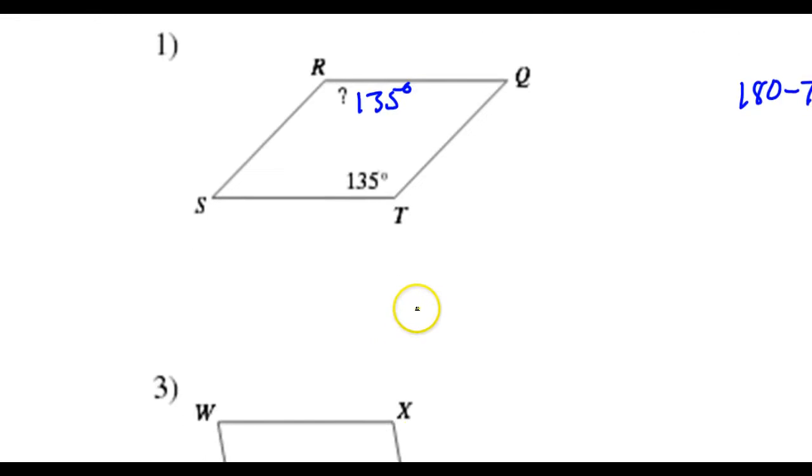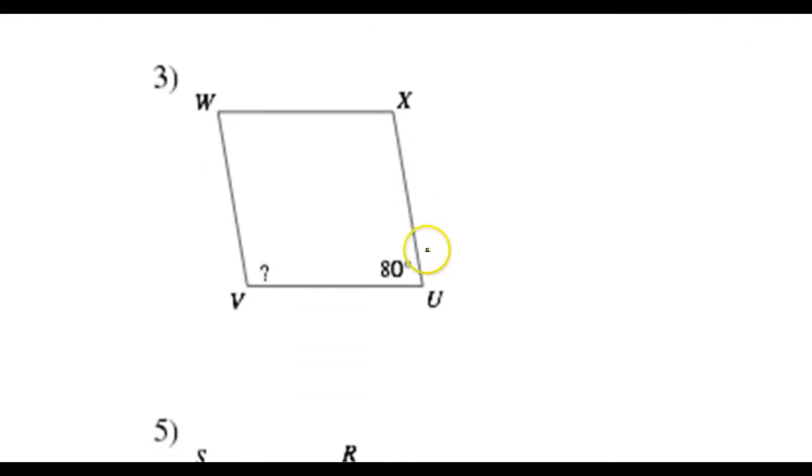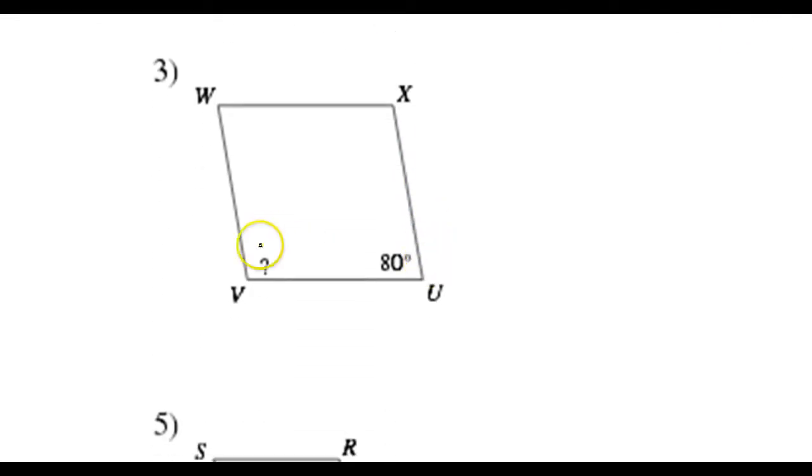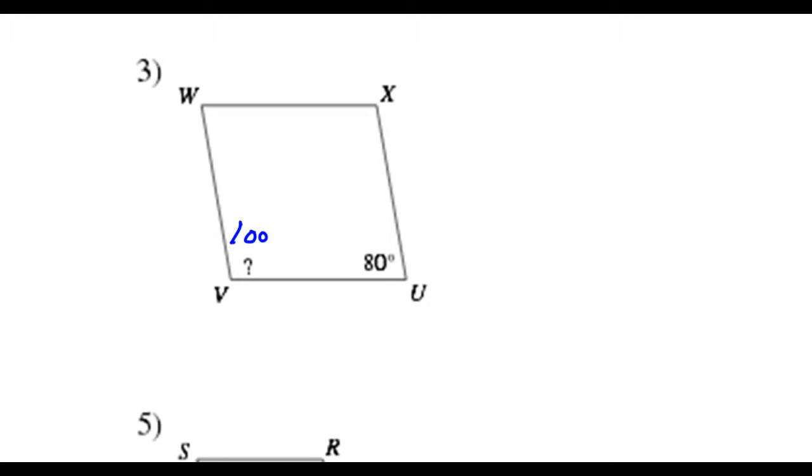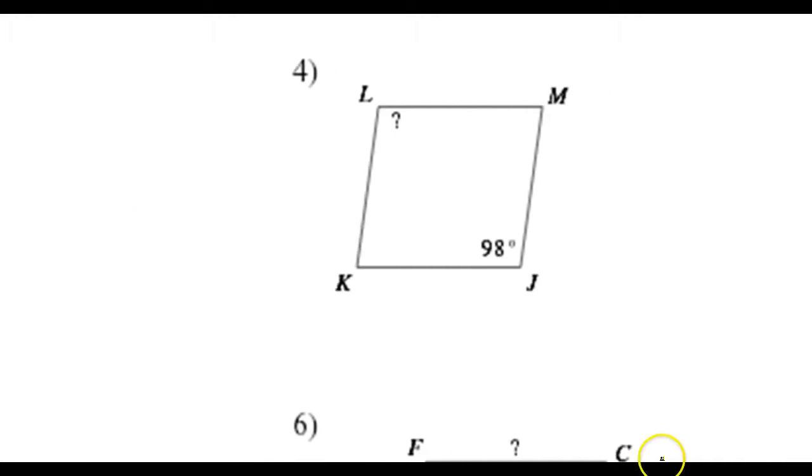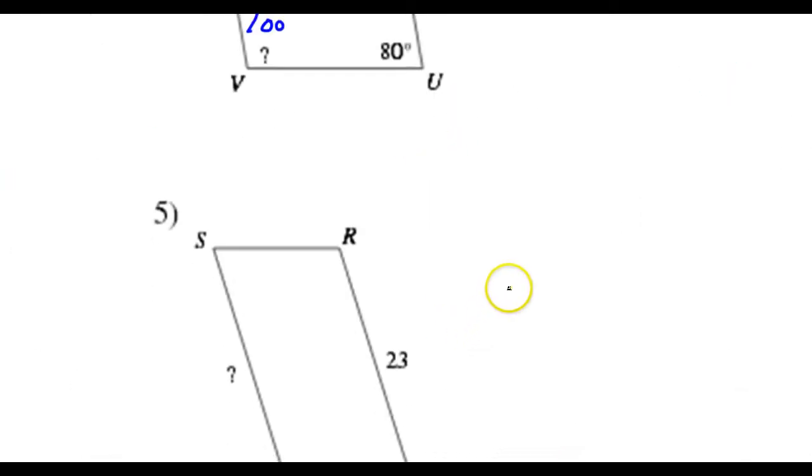Same thing for number 3. So what's this question mark going to be? That's just 100. 100 plus 80 is 180. These are crazy easy. What about this question mark number 4? That's just 98. Okay. 23.